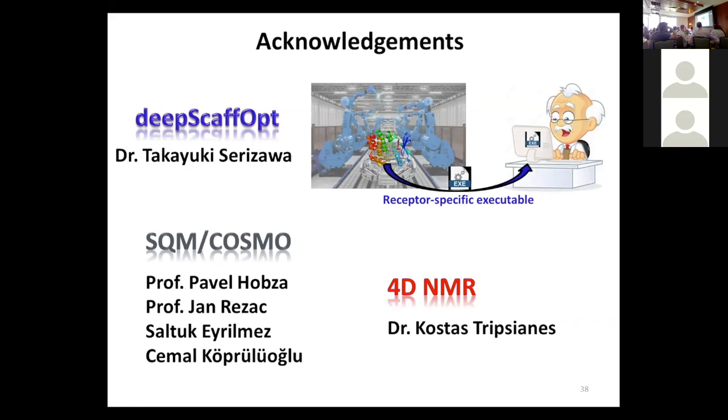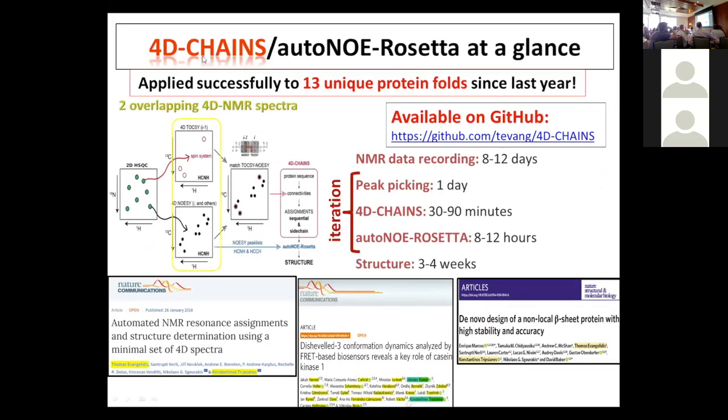My second job is about 4-dimensional NMR. We have developed a great algorithm, which is a game changer actually in NMR, and uses only 2 4-dimensional spectra to solve the structure of the protein in just 3 to 4 weeks. This is extremely fast with respect to other methods. We published the algorithm last year in Nature, and since then we published another 2 applications in Nature and many other papers. And we have also solved the structures of proteins spanning 13 unique protein folds, and these numbers keep growing. It's free software. You're welcome to check it out.